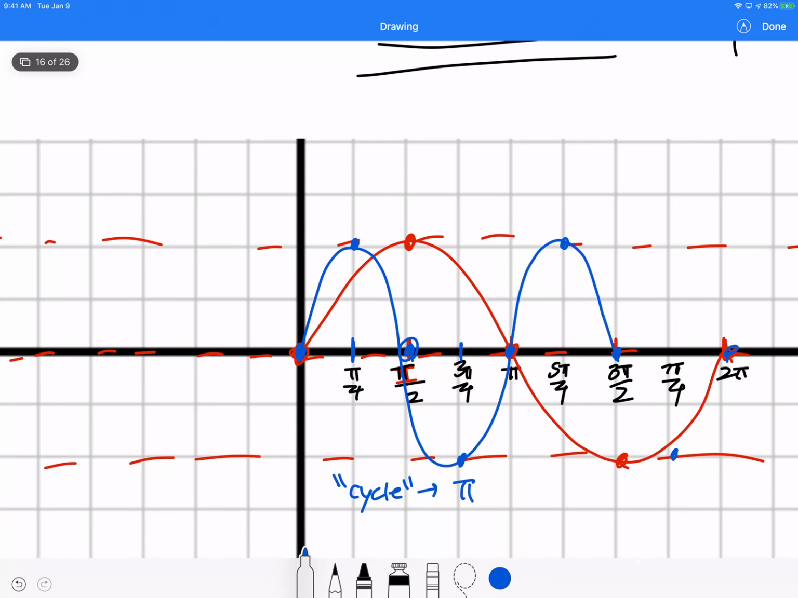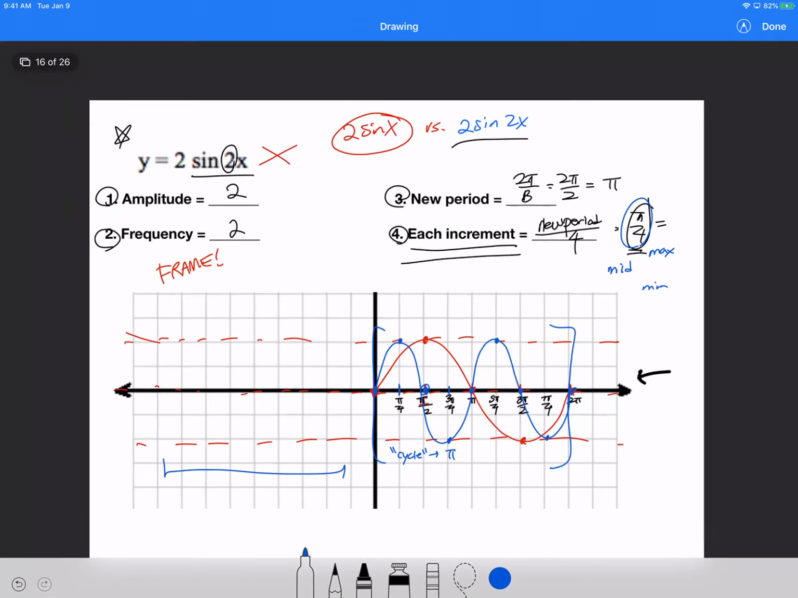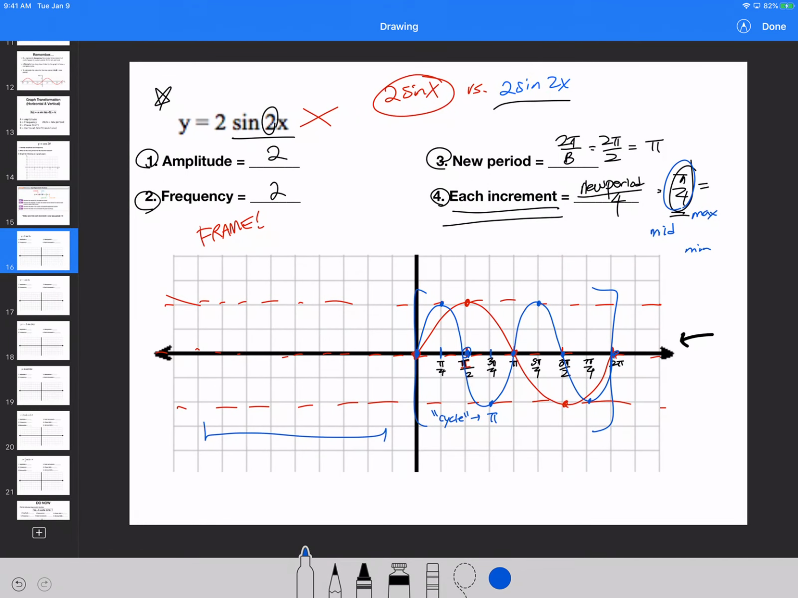So then it's going to reach another full cycle here, and that's going to be 2 cycles in total. And that is just my first half of the frame. For the next half, you can do it on your own if you want to give it a shot. And that's going to be it. So 2 sine of 2x, you'll graph it like this.